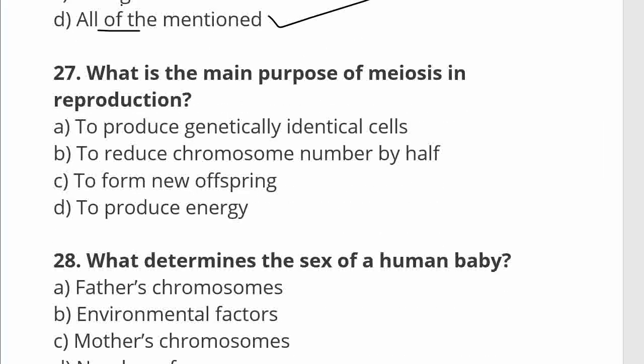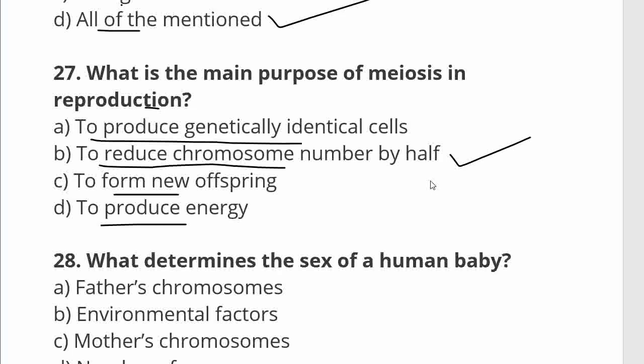Now the next question is, what is the main purpose of meiosis in reproduction? Options are A, to produce genetically identical cells, B, to reduce chromosome number by half, C, to form new offspring, and option D, to produce energy. The right answer is option B. Meiosis is a type of cell division that reduces the chromosome number by half, ensuring that the resulting gametes, sperm and egg, can combine during fertilization without doubling the chromosome number.